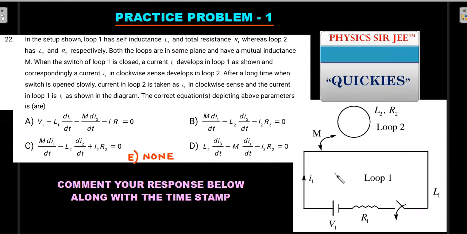Mutual inductance is M. I1 is given in this direction. So the sign of these terms will also be important. There are 4 options for the modified Kirchhoff's law, along with none of these. So comment your response along with the timestamp. It's important so that I can comment back.